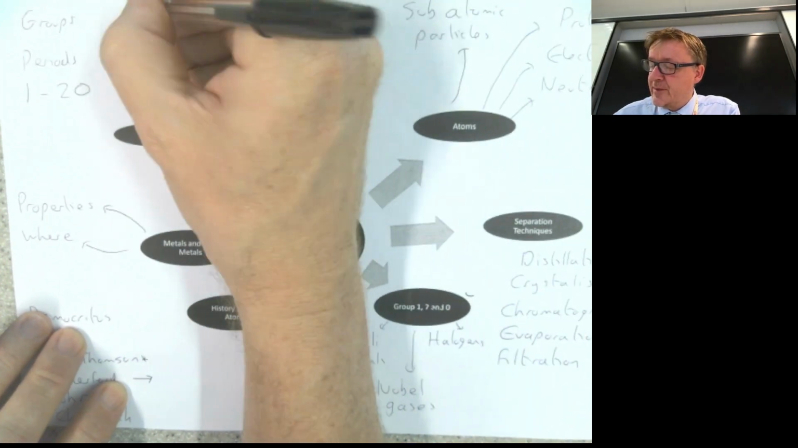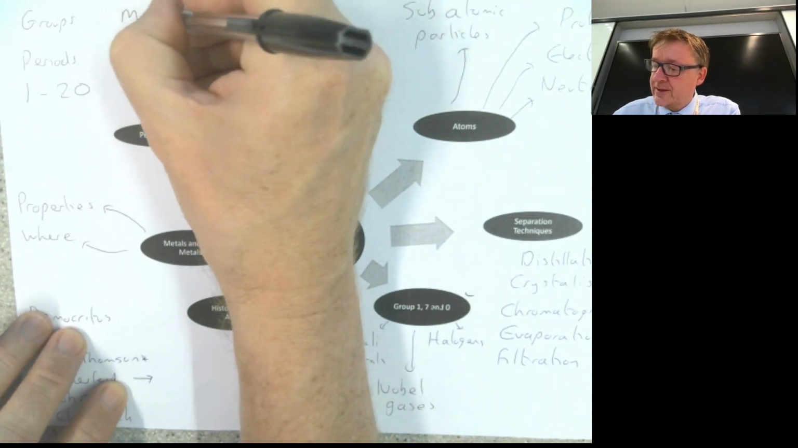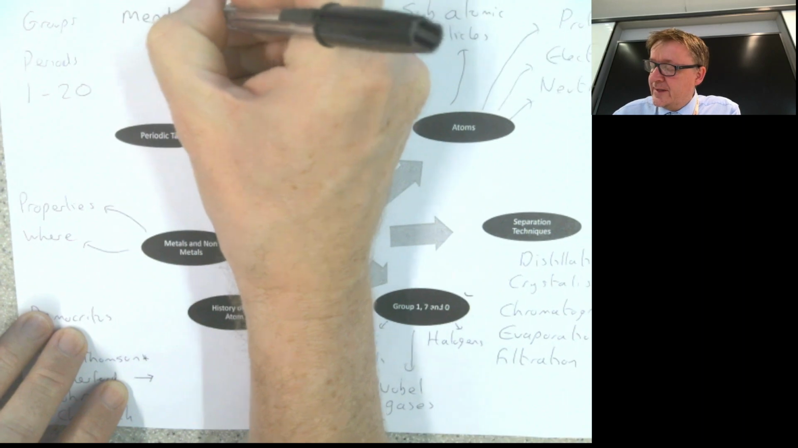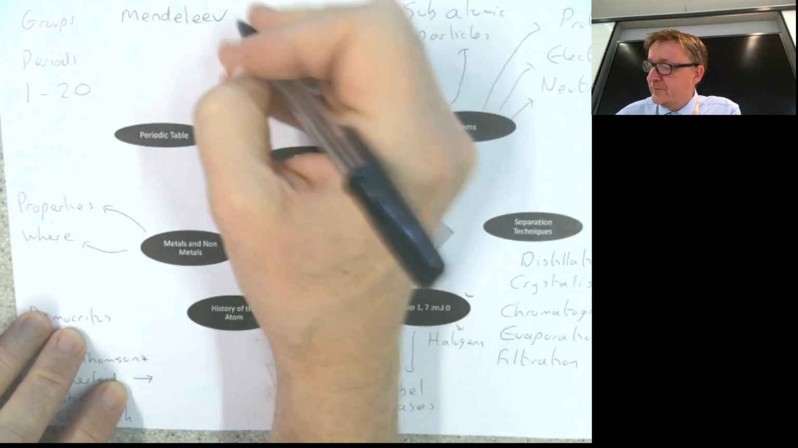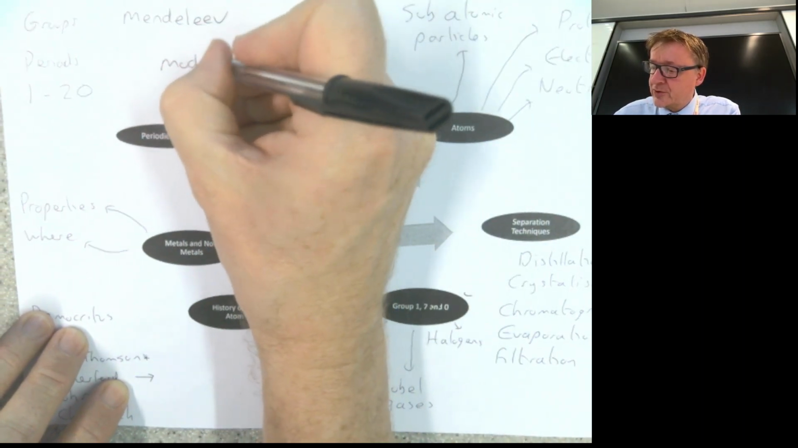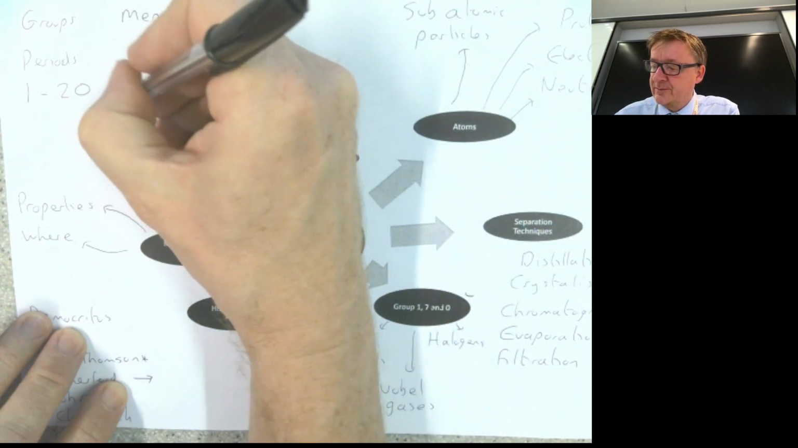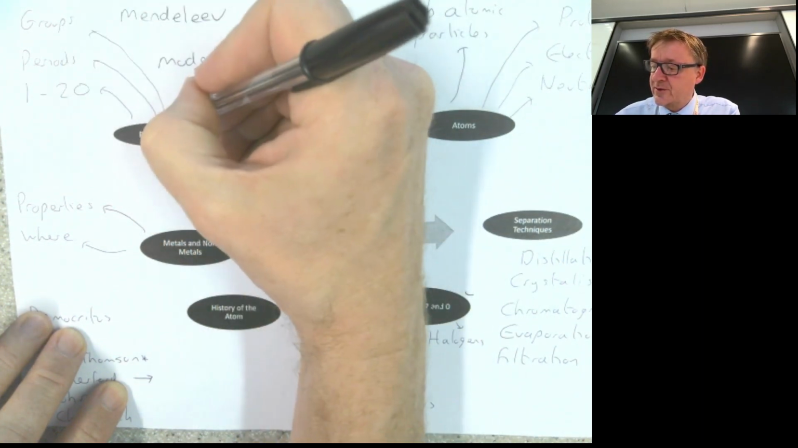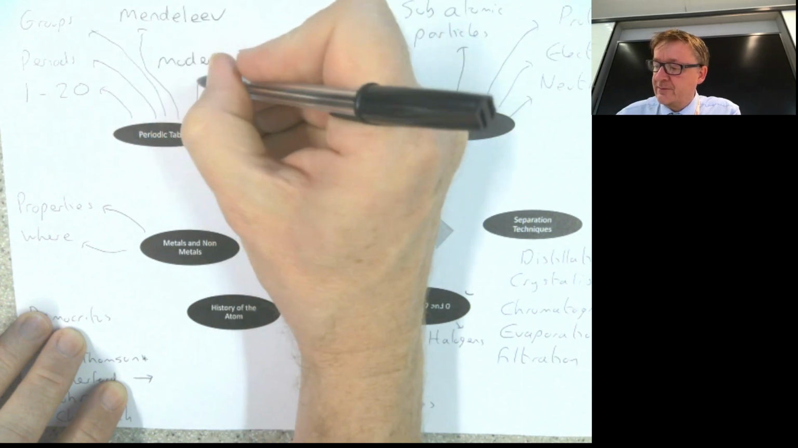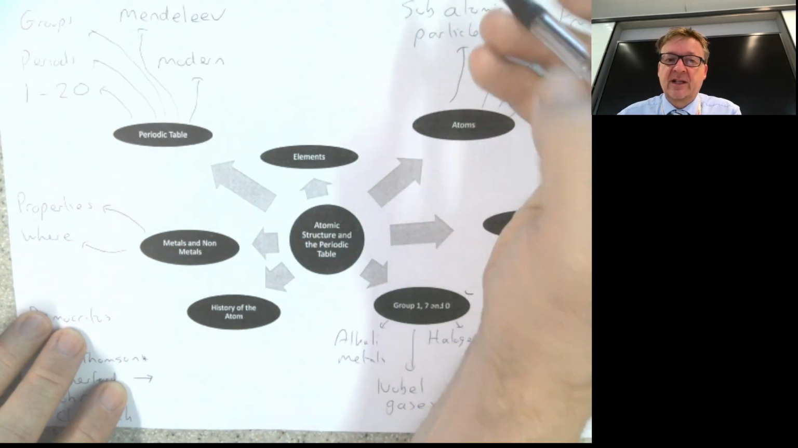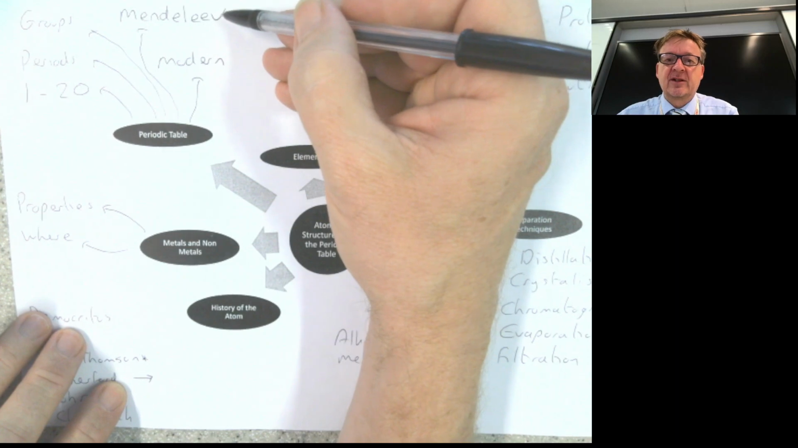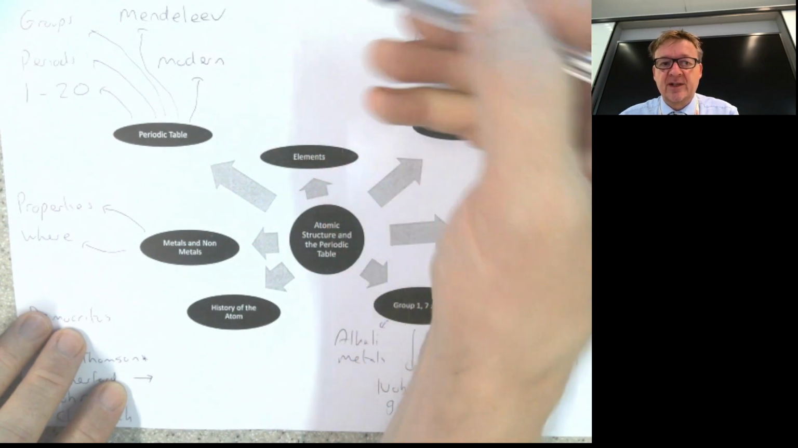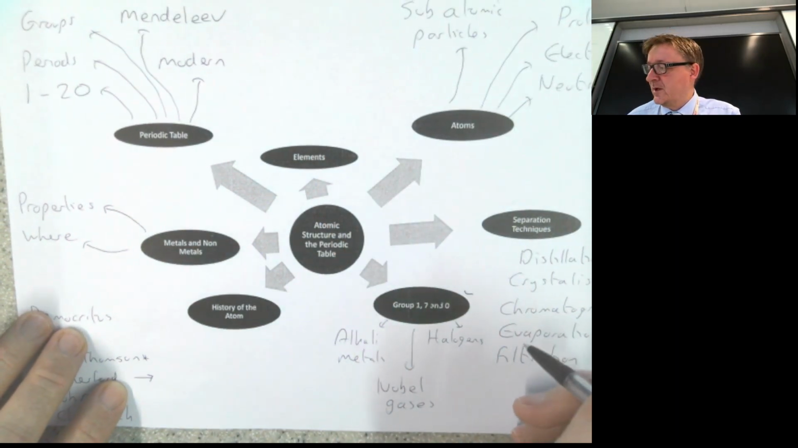Other things you need to know about the periodic table: you need to know about Mendeleev and the modern periodic table. So we've got 1 to 20, periods, groups, Mendeleev and modern. And the key point with Mendeleev is gaps, right? But you obviously need to know more detail than that.